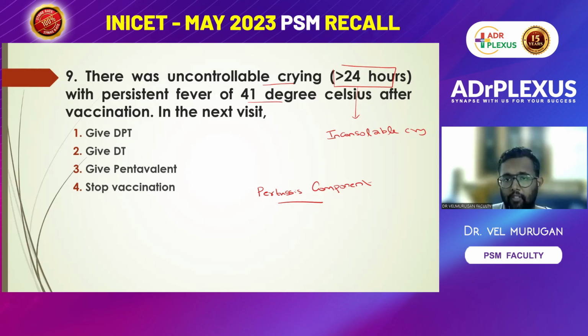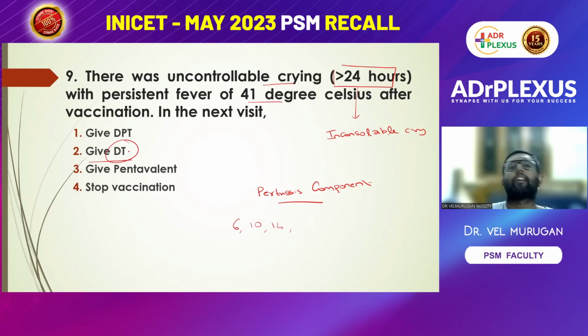Now the baby is coming and getting the vaccine in the 6th week, or the 10th week, or the 14th week, or the 9th month, or any time. So when the baby comes next, avoid this pertussis component. Better you can go for DT.